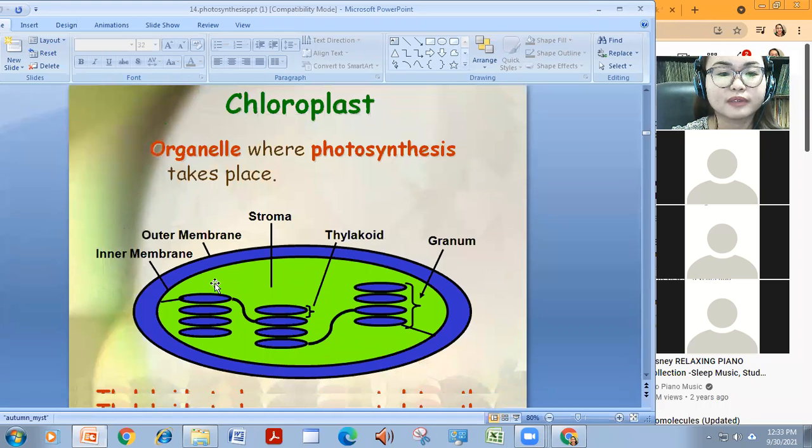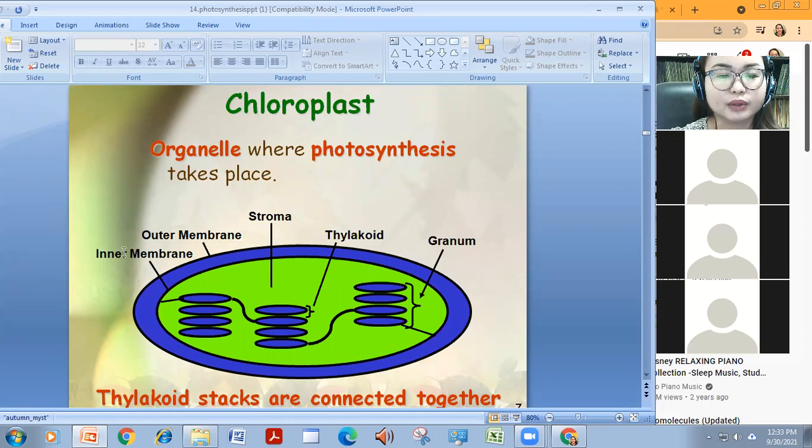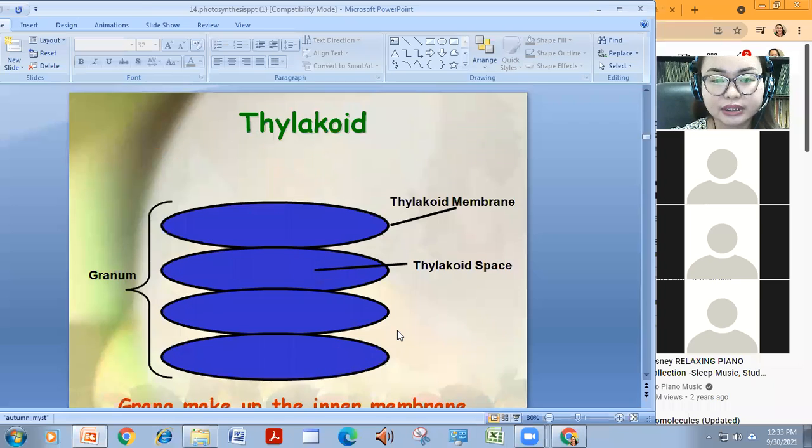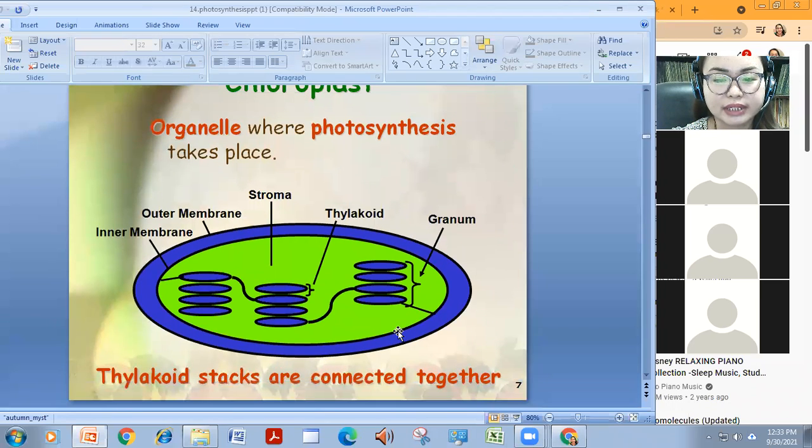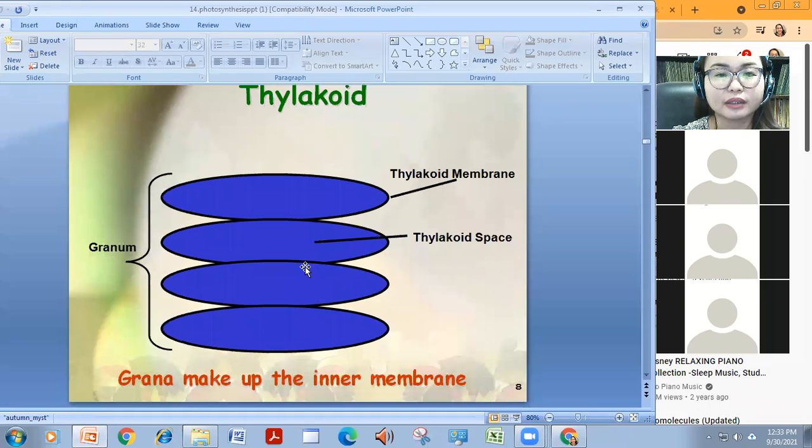So this is the chloroplast where photosynthesis takes place. We have the outer, inner membrane, stroma, and thylakoid and granum. So if we run out of time, you just go back to the link if you have more questions and clarification. No, and these are thylakoids stuck together and connected. So ito yung thylakoid in a closer version, and these are the grana that make up the inner membrane, no?